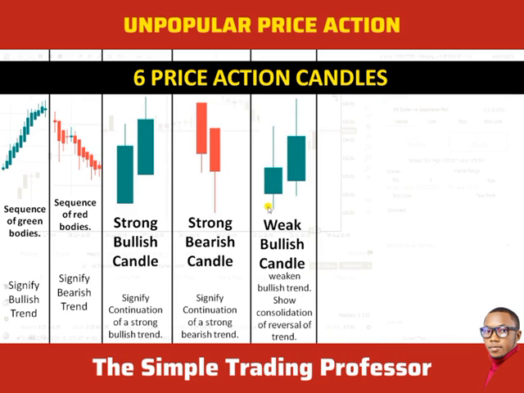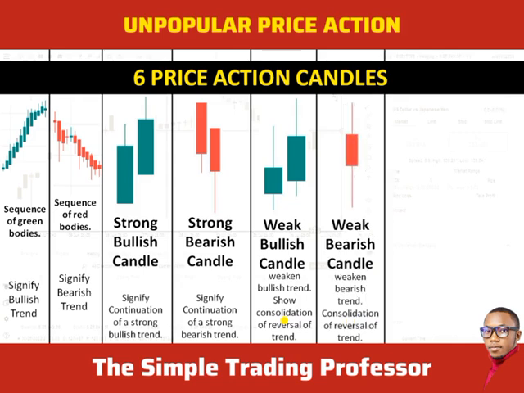And when you see these candles, after you've seen strong bullish movements, strong bullish candles, and then these two candles appear, or one of them appear, what it signifies is that the market is consolidated and is about to reverse. The trend is about to reverse. Okay, so it shows consolidation or reversal of trend.